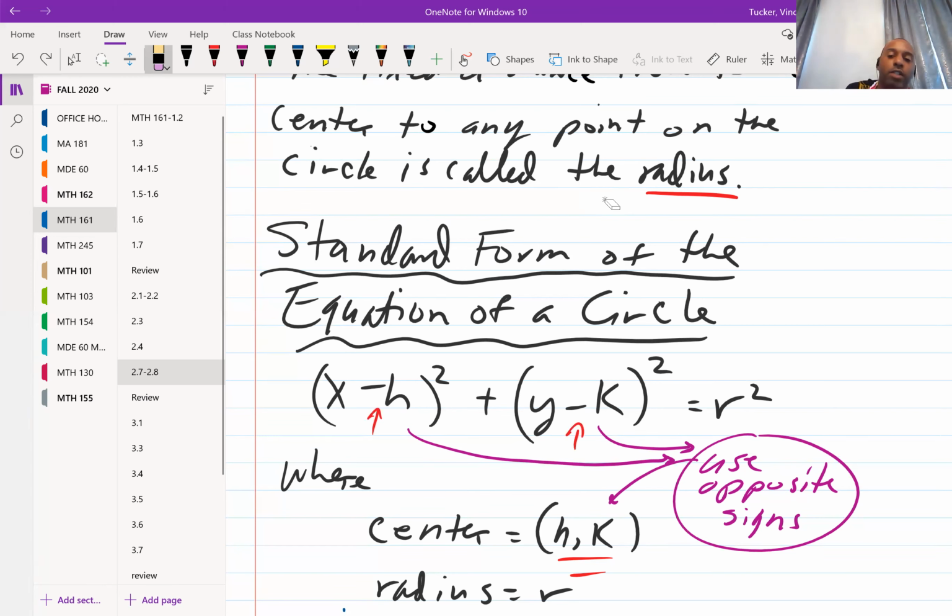Notice it's x minus h and y minus k in the formula, but then your center has those values as positive h and positive k. So that's what we're emphasizing right here: we should be using the opposite signs. Whatever sign or whatever number you pull from the equation, the center is going to be the opposite sign. Notice these are negative, but in your coordinates, they're positive. That means we're using the opposite sign that you see there.